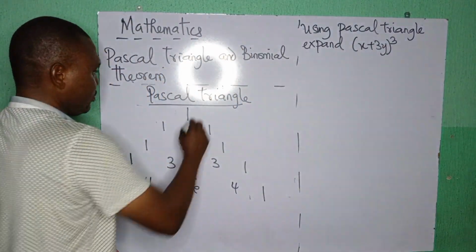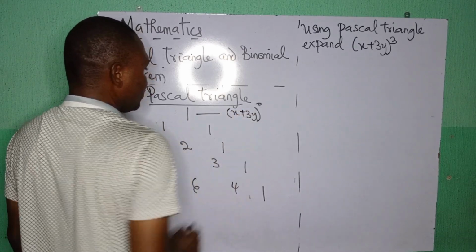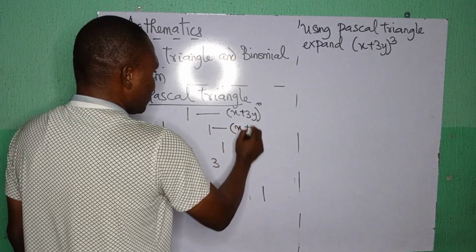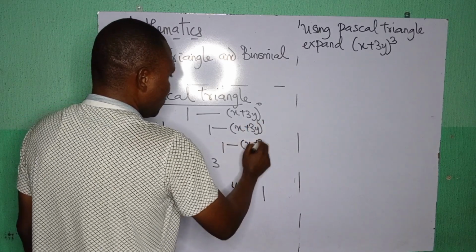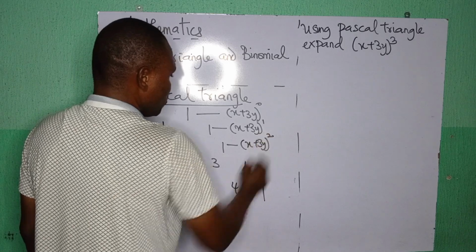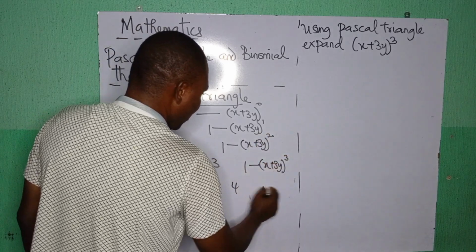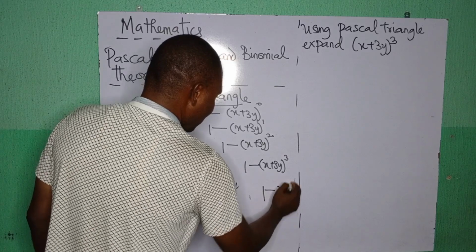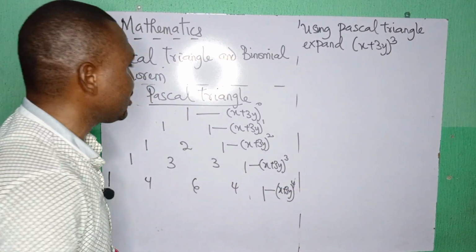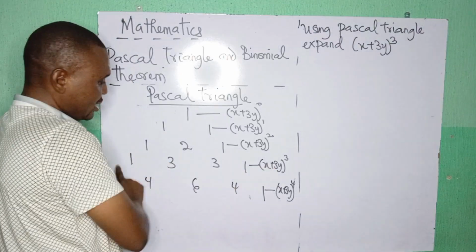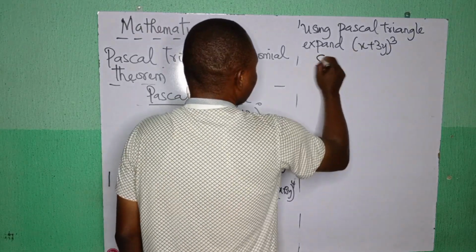Let's go. This is x plus 3y raised to the power of 0. This is x plus 3y raised to the power of 1. This is x plus 3y raised to the power of 2. This is x plus 3y raised to the power of 3, while this is x plus 3y raised to the power of 4. Okay, then it continues in that format. Okay, so it shows that this is what I'll be using to expand this. Okay, so let's go. Solution.